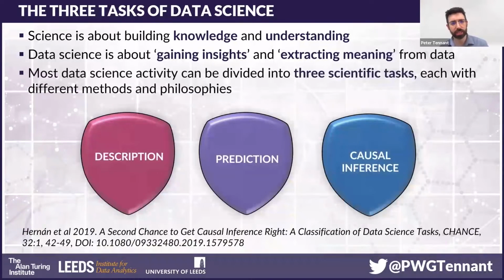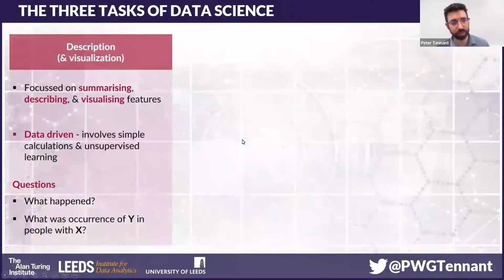So most data science activity, and this is something Miguel Hernan has argued, can be divided into 3 scientific tasks, each of which then have different methods and philosophies. And those 3 tasks are these 3 things: description, prediction, and causal inference. And in a sense, you guessed it, causal inference is not description or prediction. And I'm just going to briefly describe what these 3 things actually are.